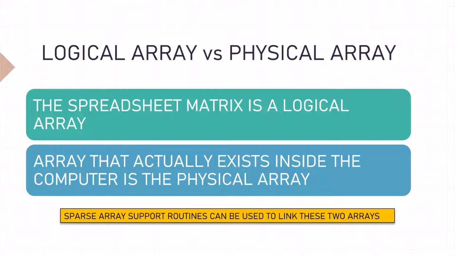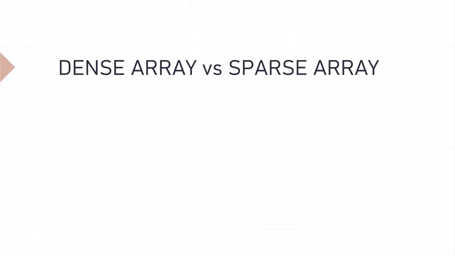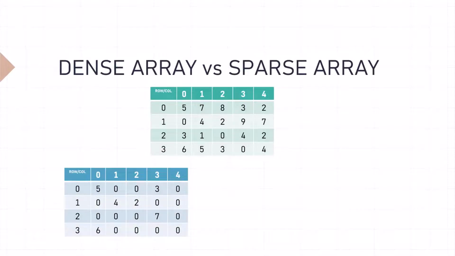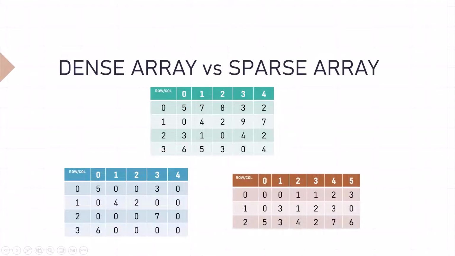Now that we know about the logical array and the physical array, let's talk a little more about the dense array versus the sparse array. This, for example, is a dense array. As you can see, most of the elements have a non-zero value. But this one down here is a sparse array with most of the elements having a 0 value. And we can represent this sparse array in memory using just the elements that have non-zero values. This would save on memory space as well as computing time. And that would look something like this.